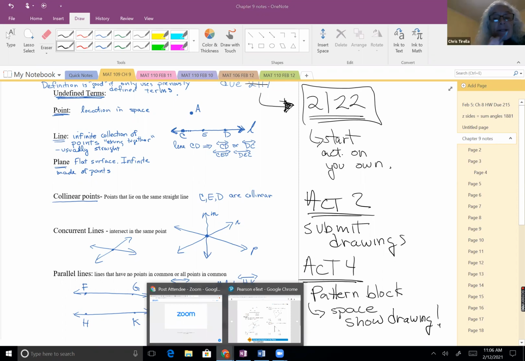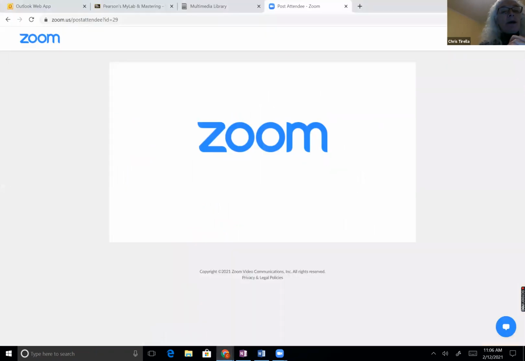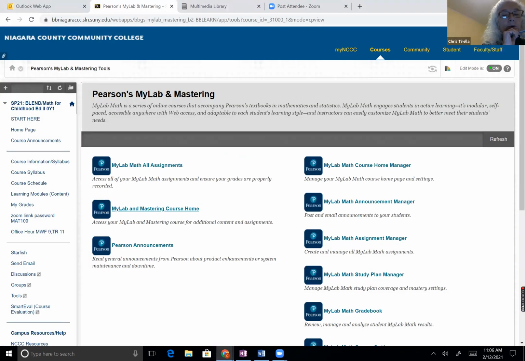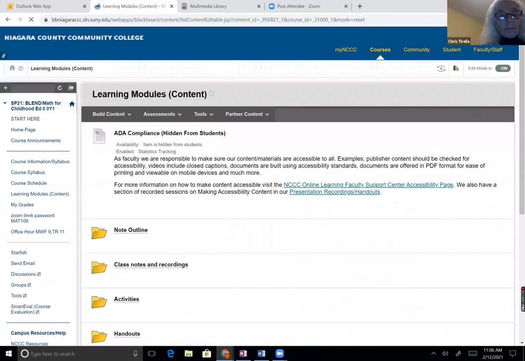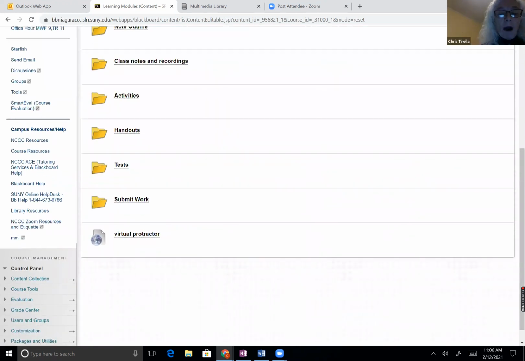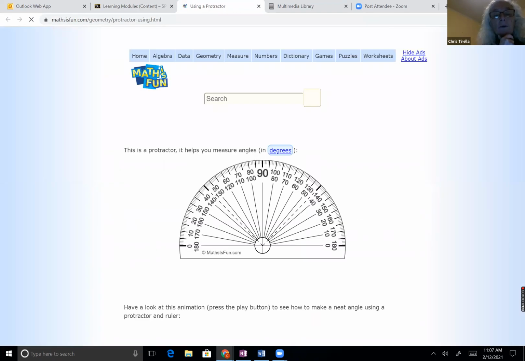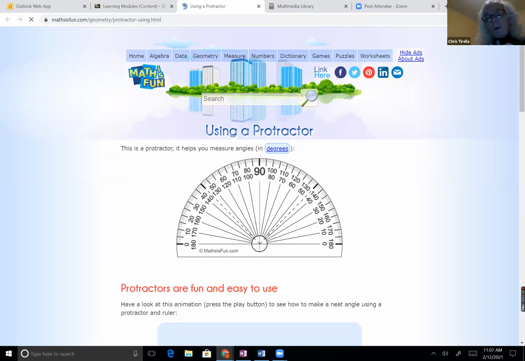Okay. And next, I'm going to go to the internet. I'm going to go to my labs. In my labs, let's see if I can remember where I put this. I'm going to go to Learning Modules Content. And in Learning Modules Content, I had uploaded yesterday a virtual protractor because I know a couple folks said that they weren't real good with using a protractor. Not the best virtual protractor, but the only one that I found that I could use now in class to kind of show.